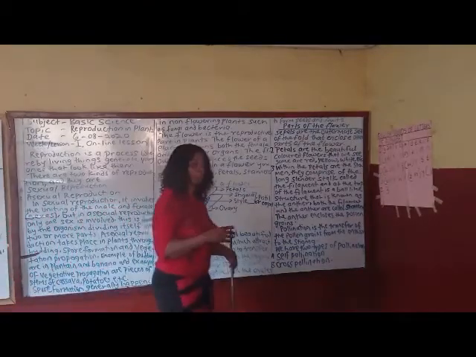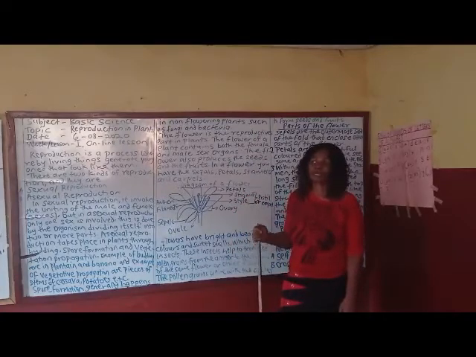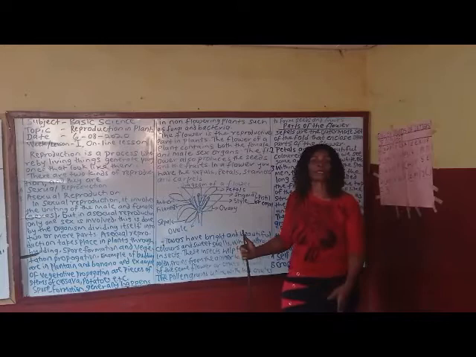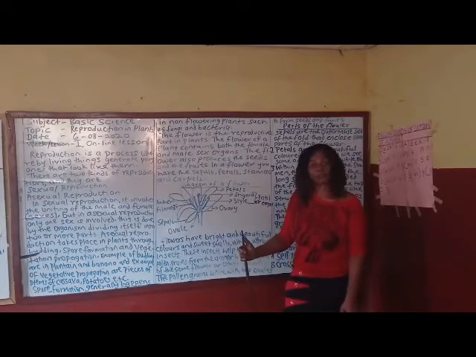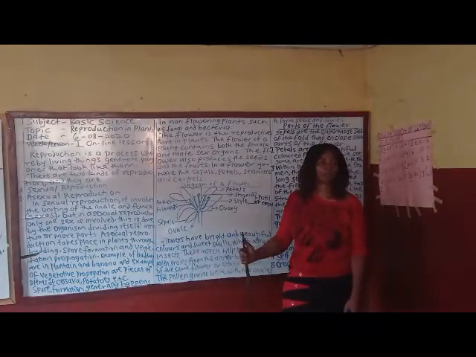What is reproduction? It is a process whereby living things generate young ones that look like them. For example, it is through reproduction that you children are in this world today. Your parents gave birth to you, and the process of them giving birth to you is called reproduction.